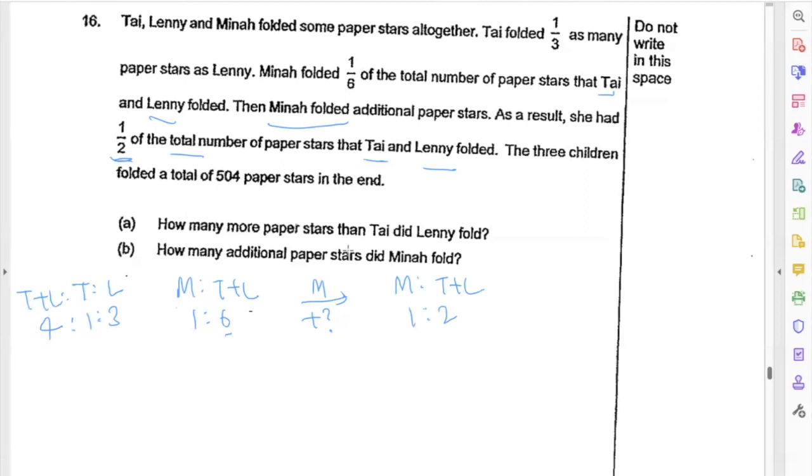Lowest common multiple of 4 and 6 is 12. So make it 12, times 3, times 2. Okay. Now we look at the second ratio and the third ratio. The common base will be Thai plus Lenny, because you only added paper stars for Mina. So Thai plus Lenny has no change. So to make it 12, I multiply by 6. 12, 6.